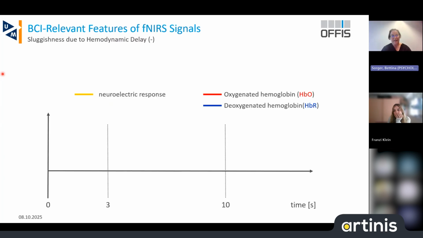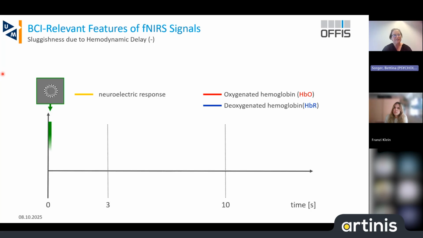Therefore, we do this. Let's look at the fNIRS signal and what its features mean for BCI development. There are positive sides and some negative points, and I start with the most negative one, which we all know is the sluggishness of the hemodynamic response caused by hemodynamic delay.